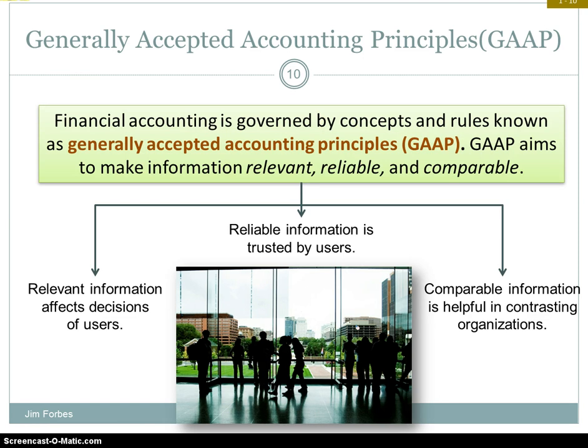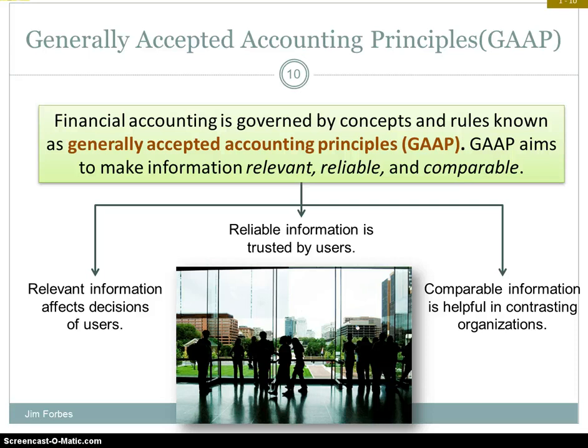Slide 10, generally accepted accounting principles. This is the term that we're using here, and this is what's known as GAAP. Notice that it says generally accepted accounting principles. It doesn't say always accepted, it doesn't say universally accepted, it doesn't say globally accepted. It's just generally accepted. These are the standards that we use for reporting accounting information.